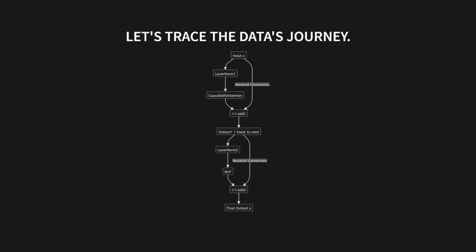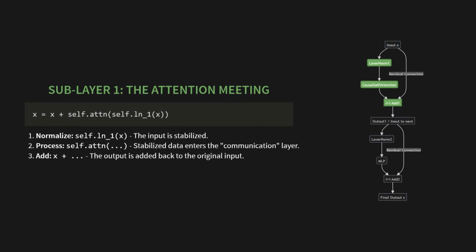Check out this flow diagram. The input X comes in, it flows into layer norm 1, then causal self-attention, and then it gets added back together with the original input. That output then flows into layer norm 2, then into the MLP, and gets added back again to produce the final output. Let's look at that first sublayer, the attention meeting.